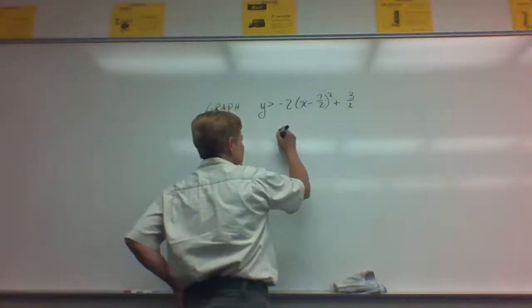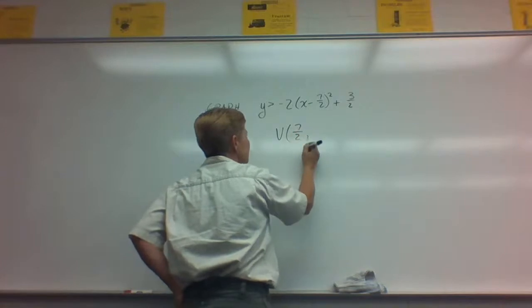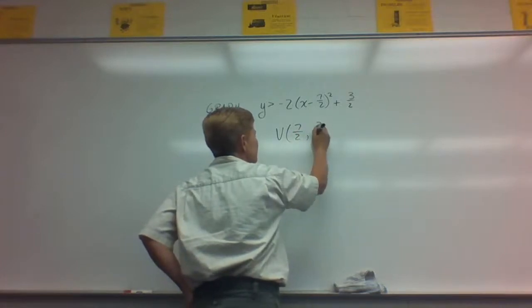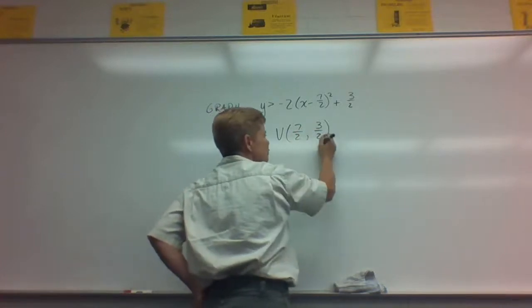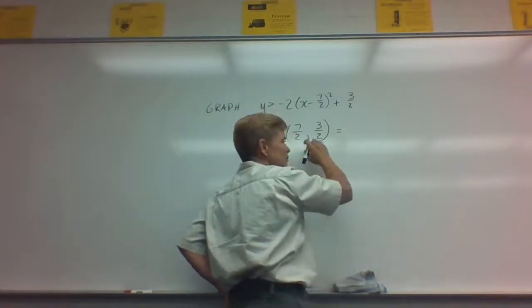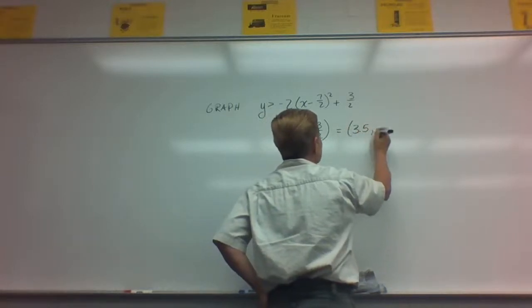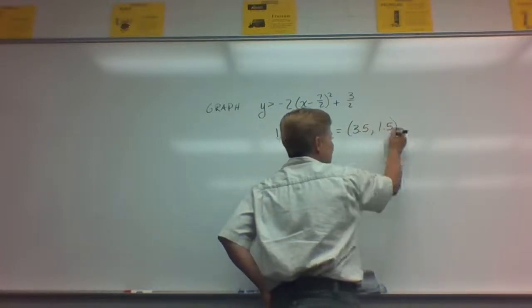What's the vertex? 7/2, 3/2. And if that doesn't mean much to you as far as counting and locating on a graph, then you can write it in decimal form because this isn't part of the answer. However you want to write it to count it the best is fine. That's 3.5, and that's 1.5. That just helps you know how to count it on the graph.